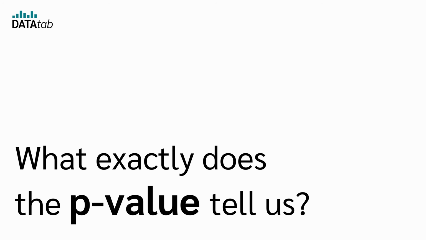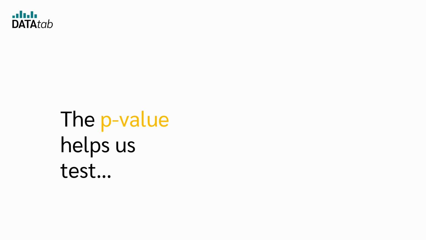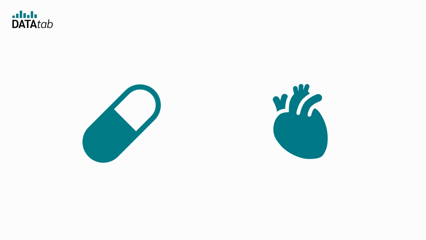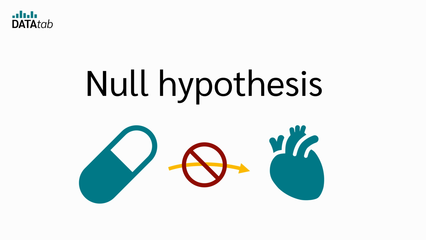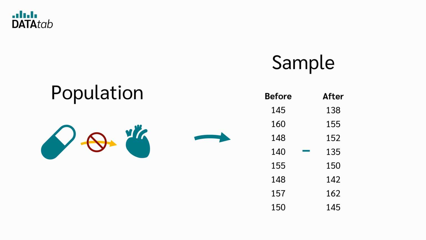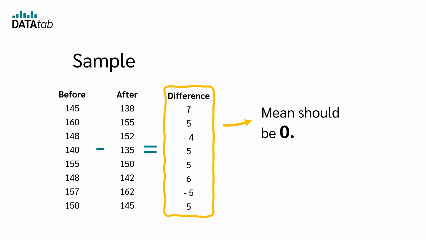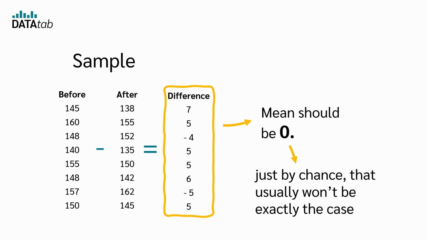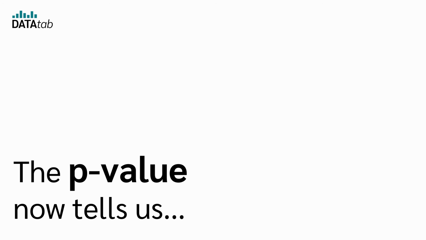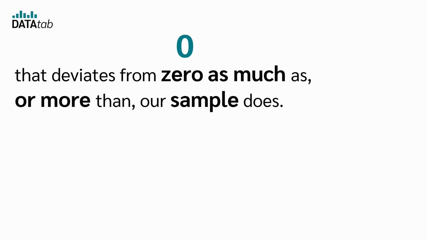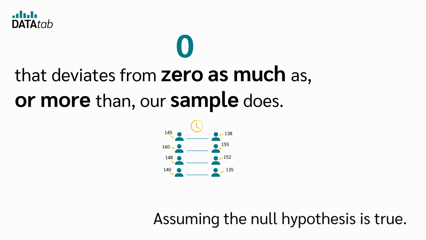What exactly does the p-value tell us? The p-value helps us test whether we should reject the null hypothesis. So we start by assuming that the medication has no effect on blood pressure. In other words, that the null hypothesis is true. If we now take a sample from a population where the medication has no effect, the mean difference should actually be 0, but just by chance that usually won't be exactly the case. The p-value tells us how likely it is to get a sample that deviates from 0 as much as or more than our sample does, always assuming the null hypothesis is true.